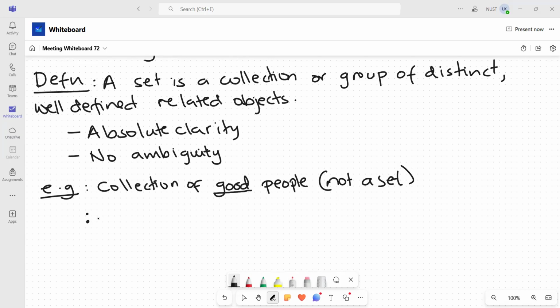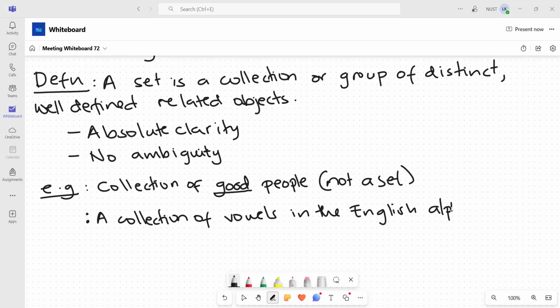Another one, we have a collection of vowels in the English alphabet. This one is definitely a set because given any letter, we know whether it is a vowel or not. So it's easy to say B does not belong to this collection, but A does, and so on.